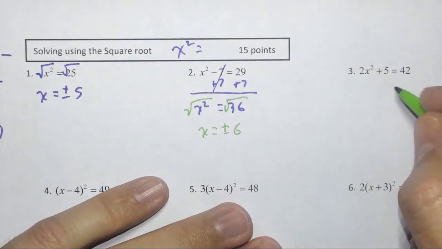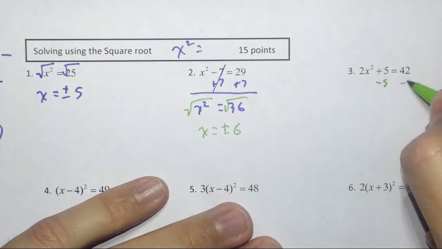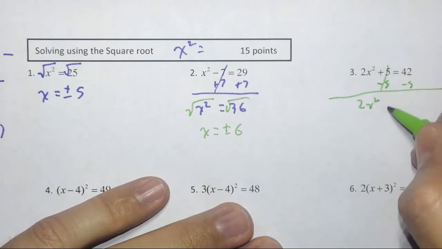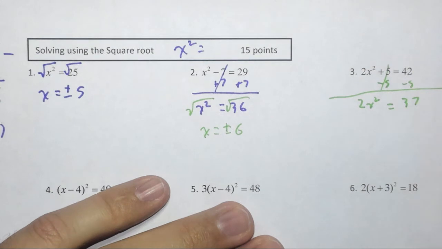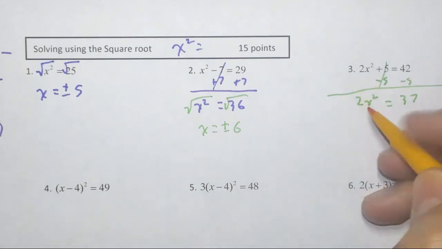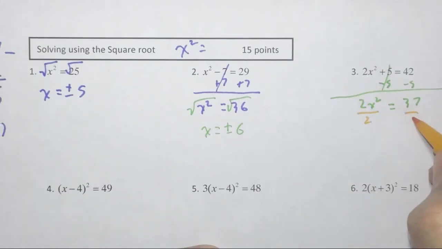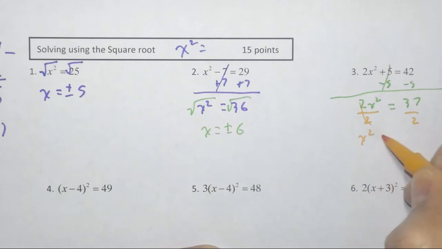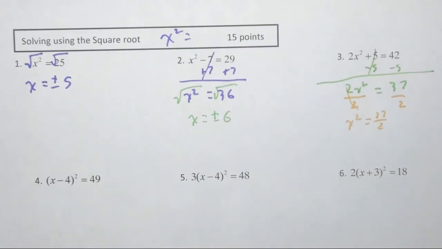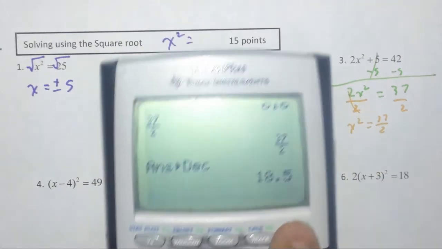Last one, addition subtraction first. When I subtract 5, that disappears. I get 37. Then I look over here and there's a 2. I need to get rid of the 2. That's multiplication division. Undo it. Cancels. X squared equals 37 over 2. With this, I can already tell this is not going to reduce, become simpler, and it's not going to work out to an even number.